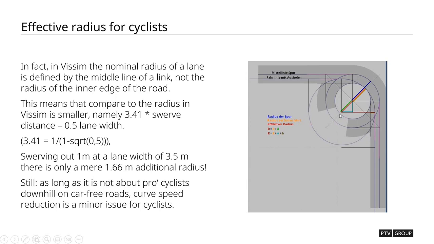Yeah. So here is the circle which has the inner radius of the lane. This is the circle which has the radius of the middle line of the curve, and this is the circle which has the radius of the cyclist who is swaying out 1 meter. And that's of course a pity because the cyclist speed in curves completely depends on the deflection angle of the curve and how much the cyclist wants and can sway out. And that's not how the feature works in Vissim.